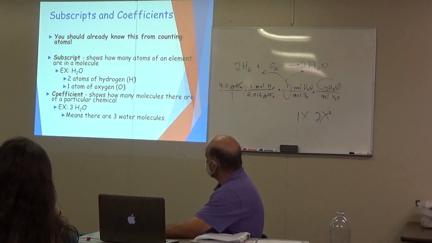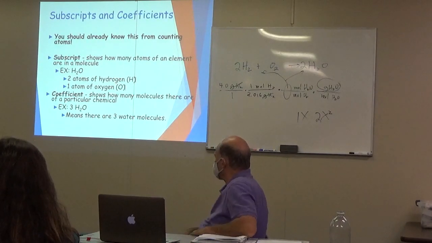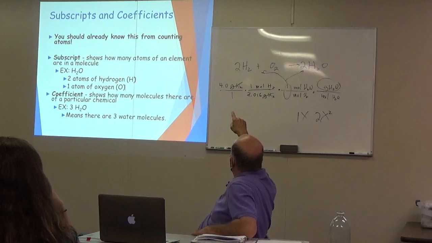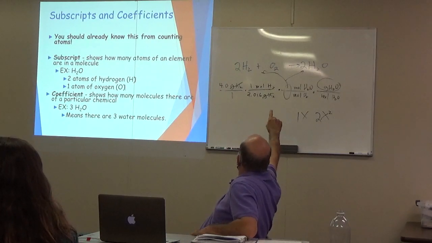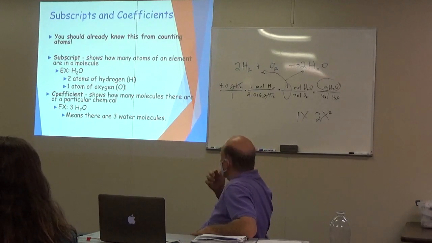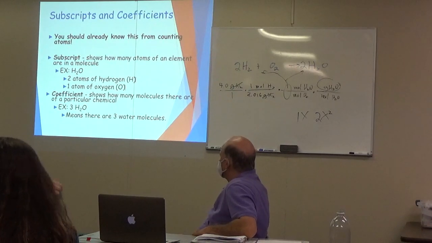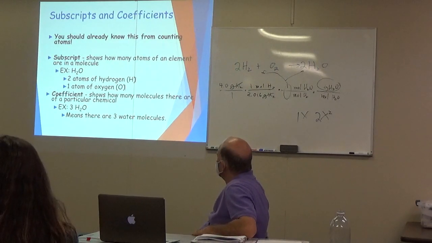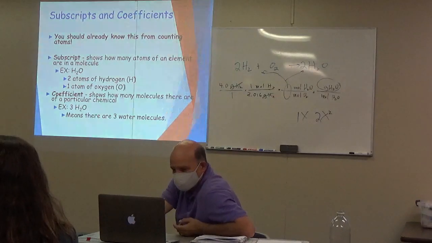Okay, now, the coefficient shows how many molecules there are in a particular chemical. So we look at, on the right side, 2 molecules of water. The H2O tells you that each molecule has 2 atoms of hydrogen, 1 atom of oxygen. That's what the subscripts tell you. We already talked about this.